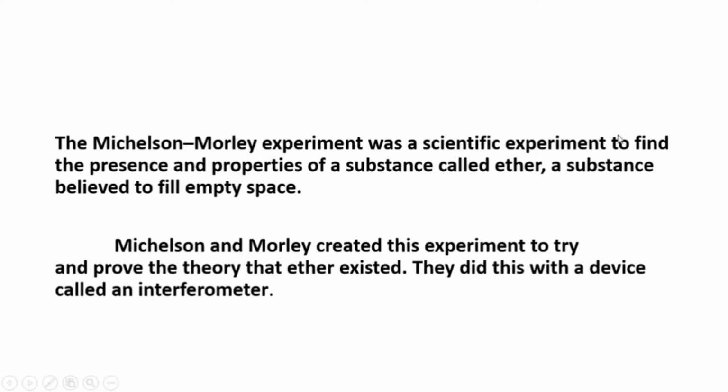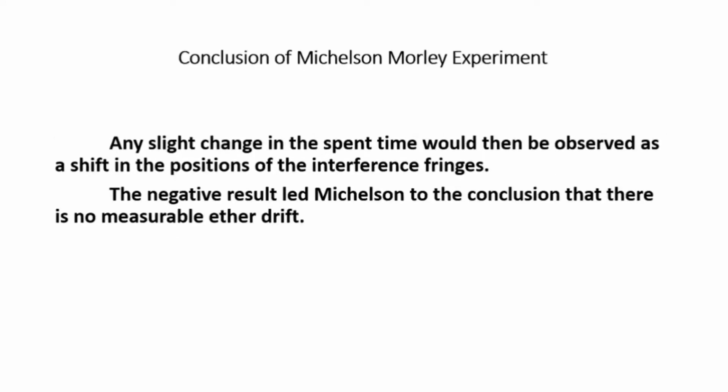The Michelson-Morley experiment was a scientific experiment to find the presence and properties of a substance called ether, a substance believed to fill empty space. Michelson and Morley created this experiment to try and prove the theory that ether exists. They did this with a device called an interferometer. Now, what is the conclusion of this experiment? Any slight change in the spent time would then be observed as a shift in the positions of the interference fringes. The negative result led Michelson to the conclusion that there is no measurable ether shift.